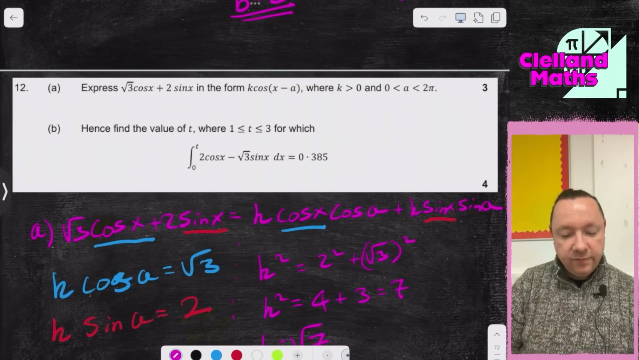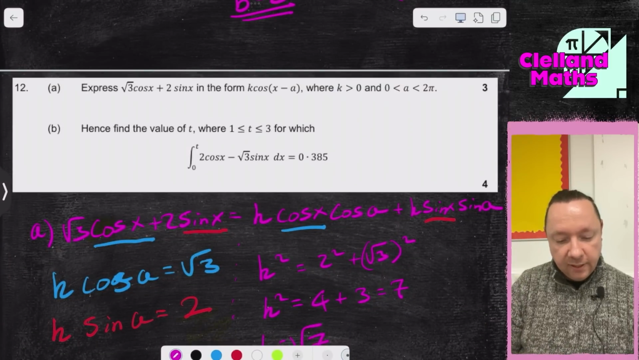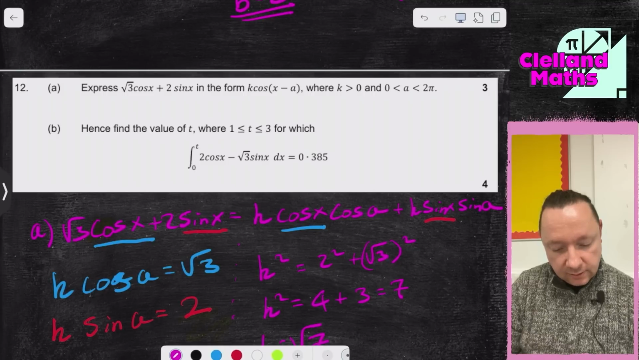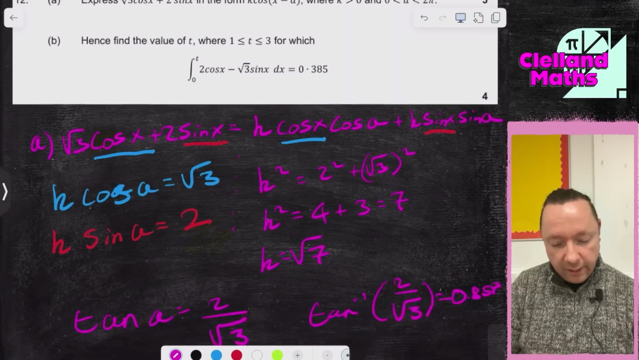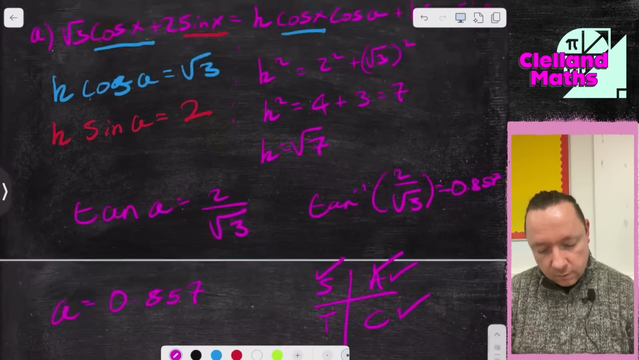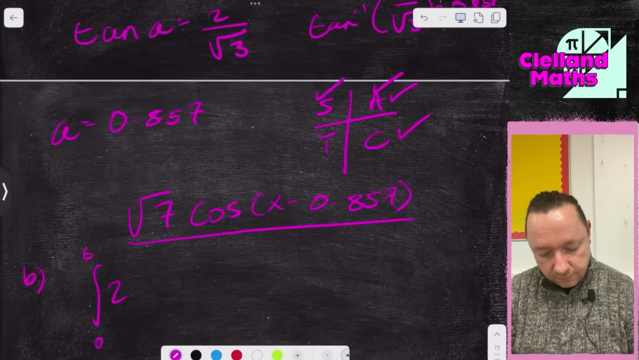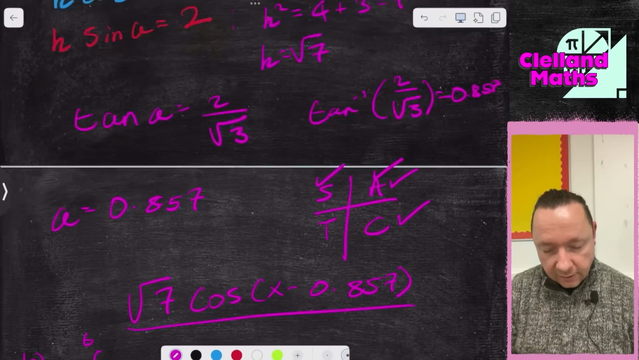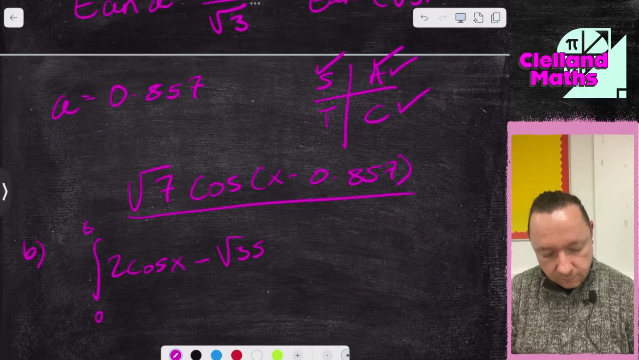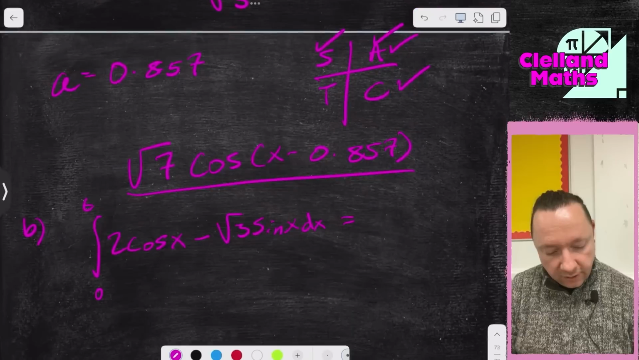Part B says, hence find the value of t between 1 and 3, such that the integral between 0 and t of 2 cos x minus root 3 sine x dx is equal to 0.385. So we're going to integrate that and see what we get. So the integral between 0 and t of 2 cos x minus root 3 sine x dx equals 0.385.